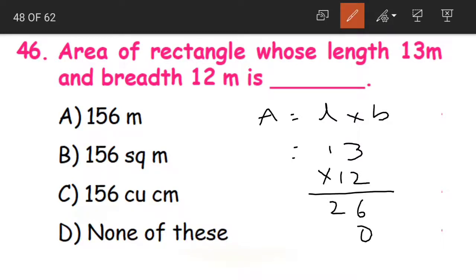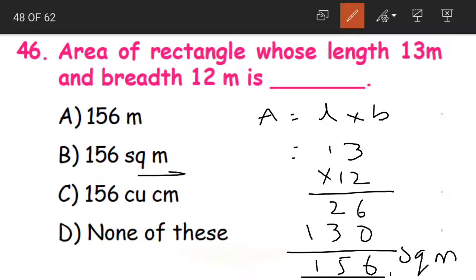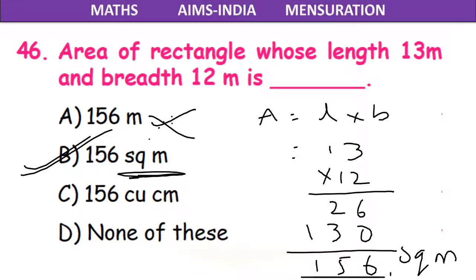13 2s are 26, 0. 13 1s are 13. 6, 5, 1. It is equal to 156 square meters. The unit of measurement is also important. If you take 156 meters as our answer, it will be wrong. The correct answer is option B, 156 square meters.